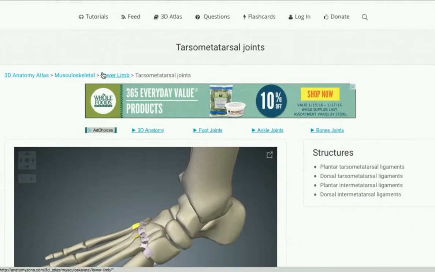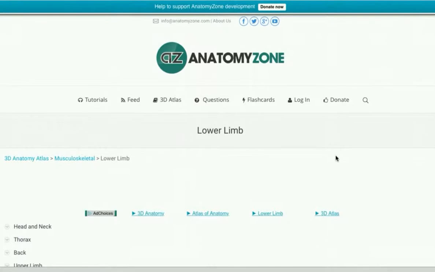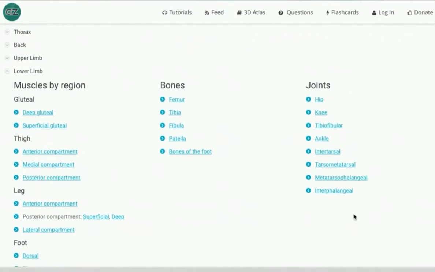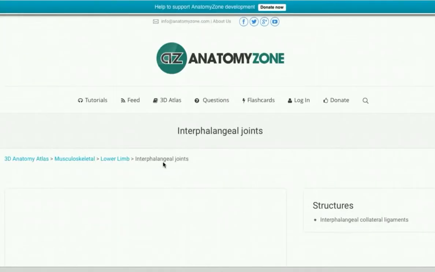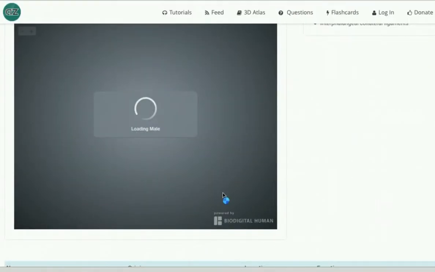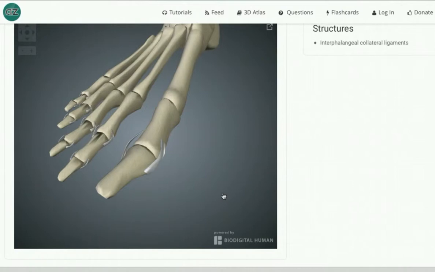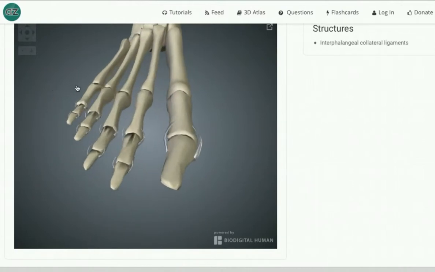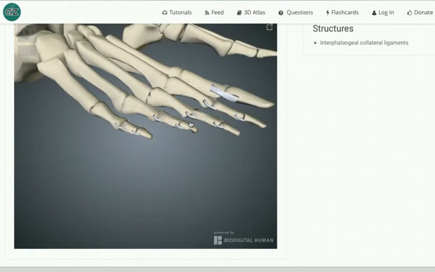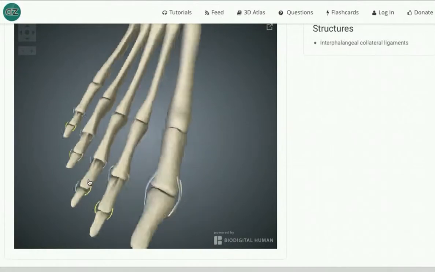Let's go ahead and look at those ligaments really quickly. Yeah, interphalangeal. That's good. Let's see where those collateral ligaments are. Loading. It's 1 o'clock. Oh, my computer told me it was 1 o'clock. Wonderful. Alright, so again, here's our collateral ligaments on our proximal and distal portions of the foot.